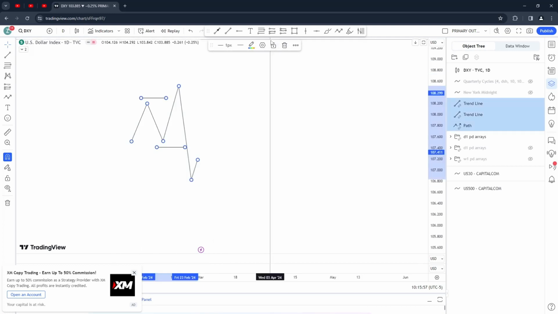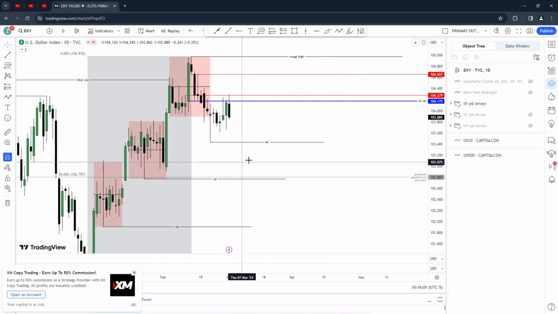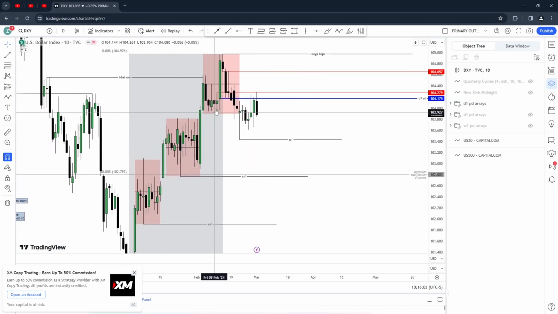So something interesting to add on. But anyway, getting back to it, we have the raid on liquidity, we have the displacement lower, we have the closure below it on this candle over here. So that convinces me that this market actually wants to go down. So our outlook for the week for DXY would be bearish.